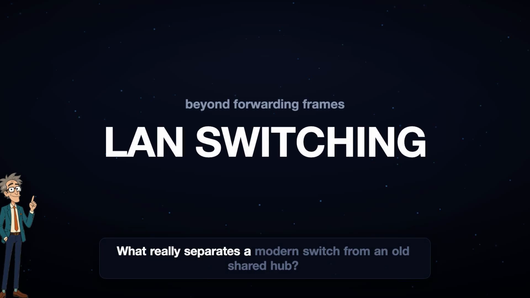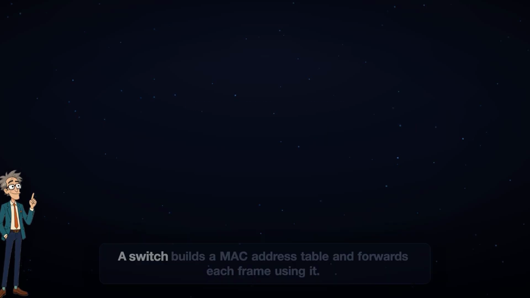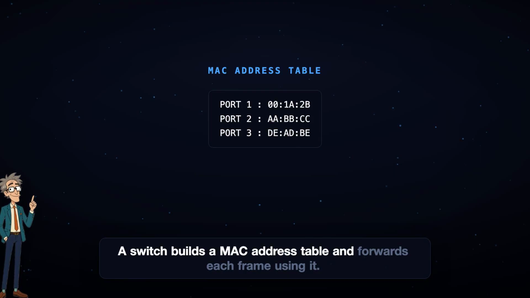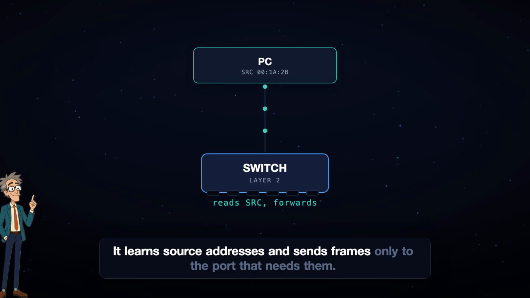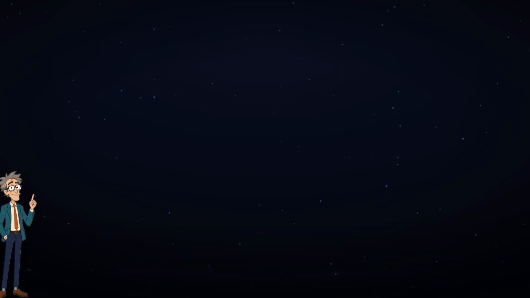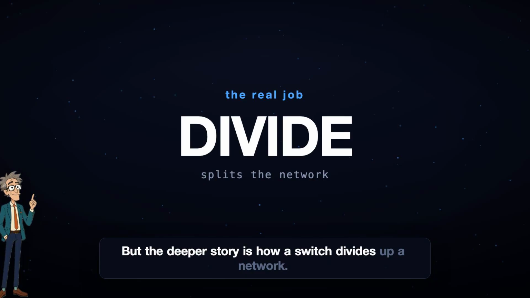What really separates a modern switch from an old shared hub? A switch builds a MAC address table and forwards each frame using it. It learns source addresses and sends frames only to the port that needs them. But the deeper story is how a switch divides up a network.